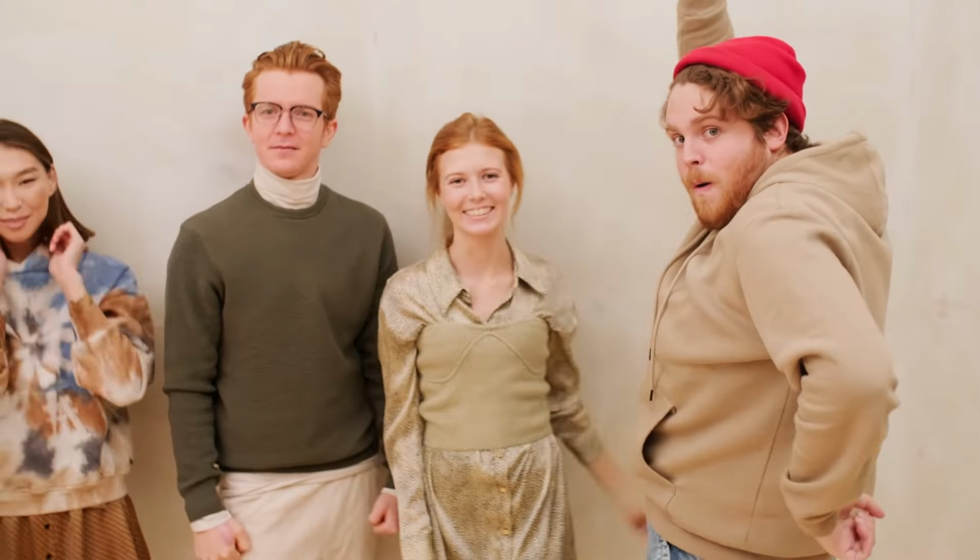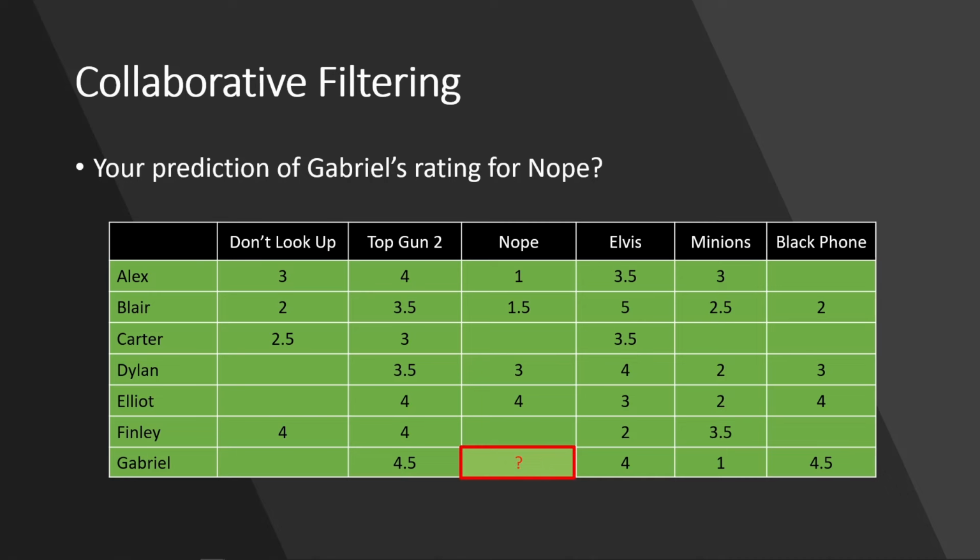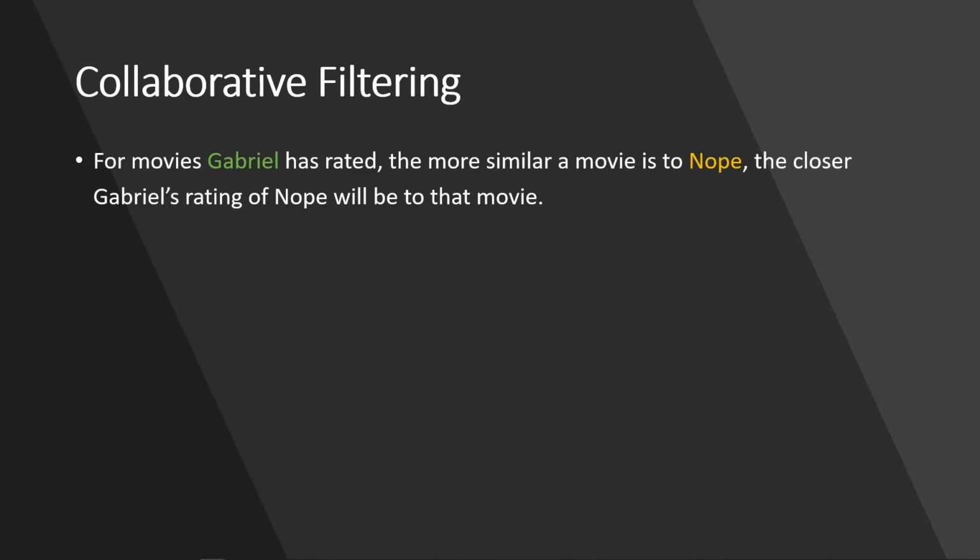Now let's say within this table, we want to predict Gabrielle's rating for Nope, which we don't know yet. This may look like a mission impossible. However, we can think of some common sense approach. For example, we know Gabrielle has rated some movies, although she didn't rate Nope. And then, what about the information within the movies that Gabrielle has rated?